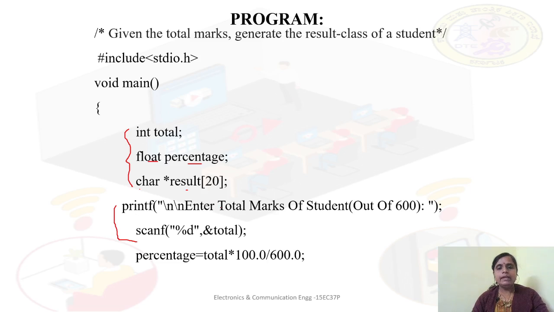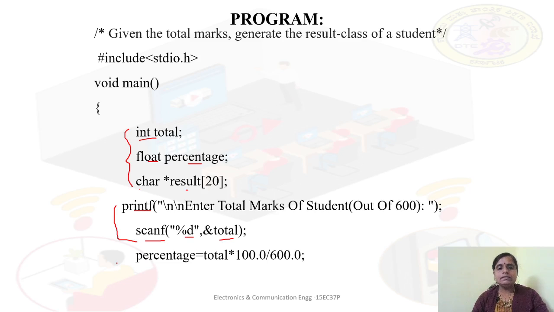The next part is where we are going to take the input from the user. So printf, enter the total marks of the student. This printf statement is displayed to your user, and the user reads this statement and gives the input. In order to take the input from the user, we are going to use the scanf statement. As we have declared total as int, we are going to use %d. Scanf, %d and total.